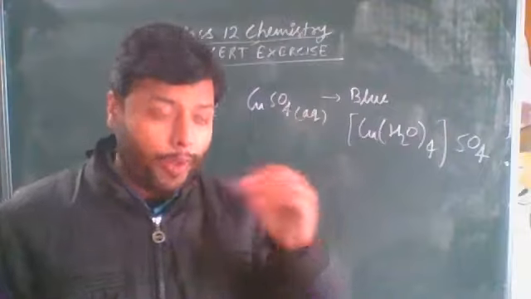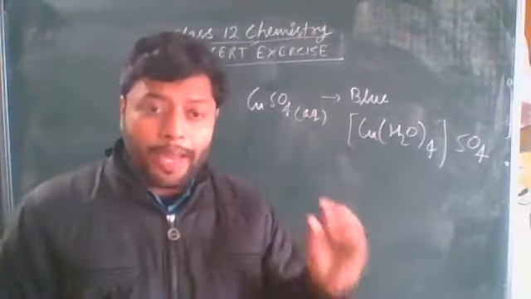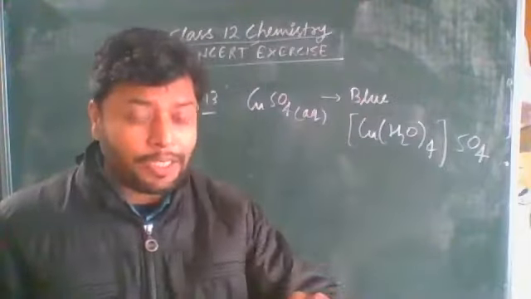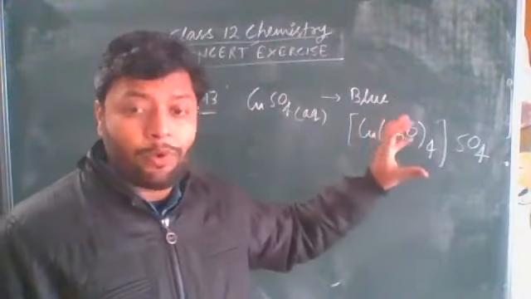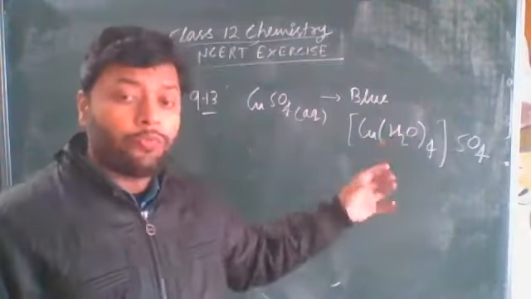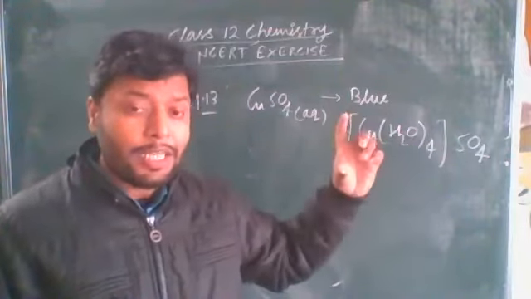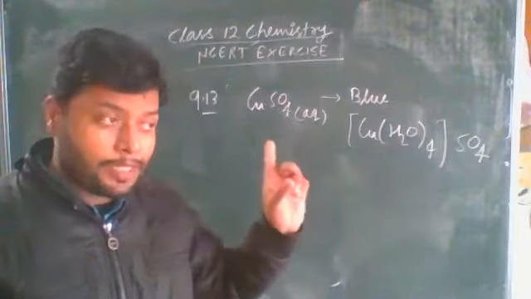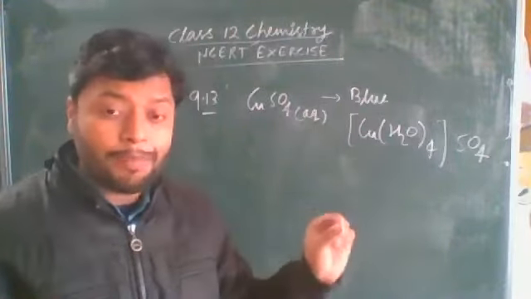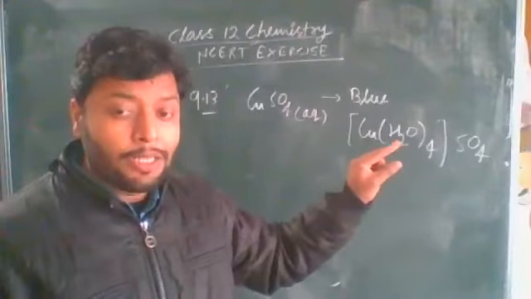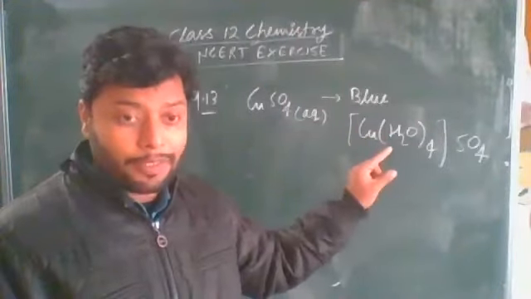Whenever the white amorphous powder of copper sulfate is mixed in water, it takes four water molecules from the solution to form a coordinate complex. This is due to the splitting of the d orbitals of copper, which gives the blue color. This complex is tetraaquacopper(II).